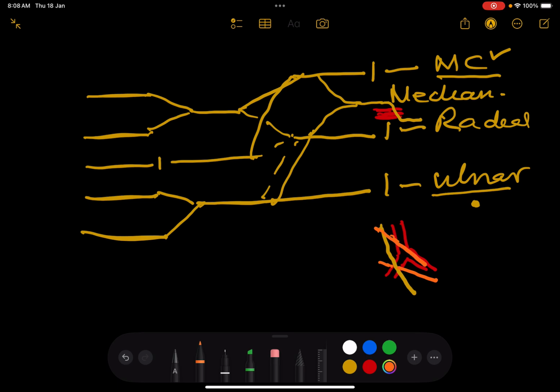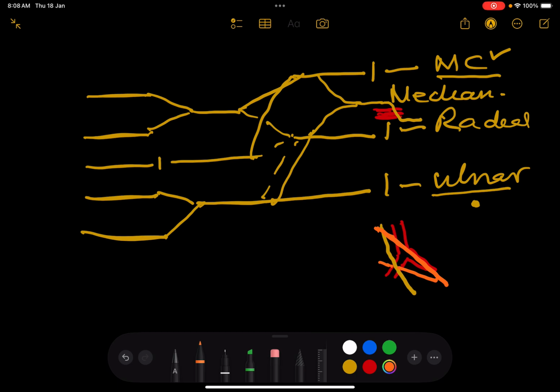So this is the humeral head and this is the ulnar head. So the nerve lies between the humeral and the ulnar head of pronator teres, separated from the ulnar artery by the ulnar head of pronator teres.